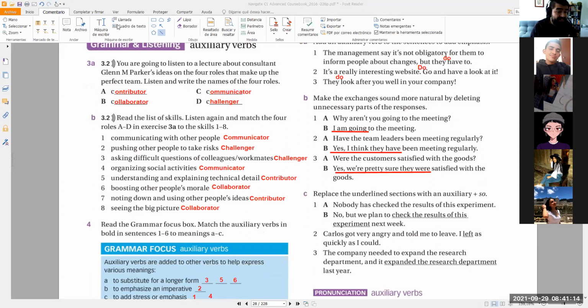So the last one, guys, in C, we needed to replace the underlined sections with the auxiliary plus so. That is essentially how it worked. So give me a second as I check that here as well.